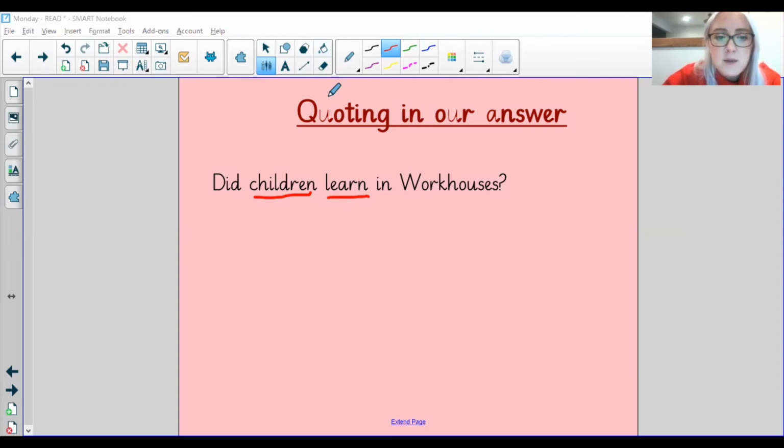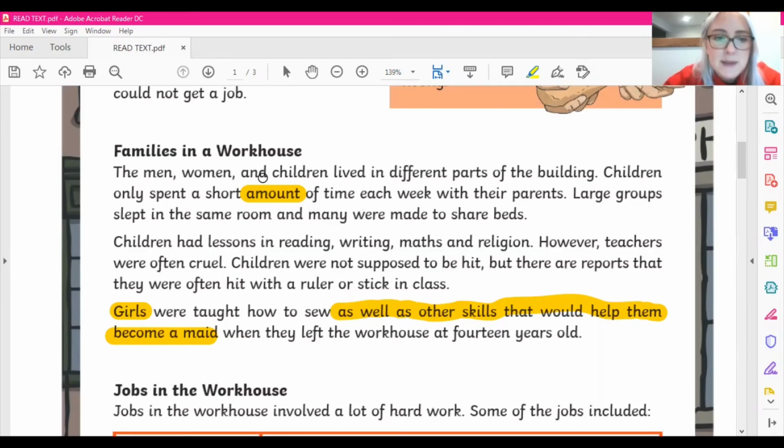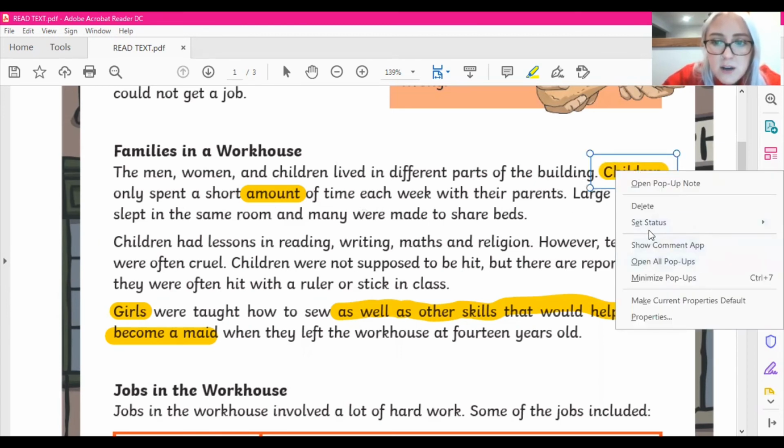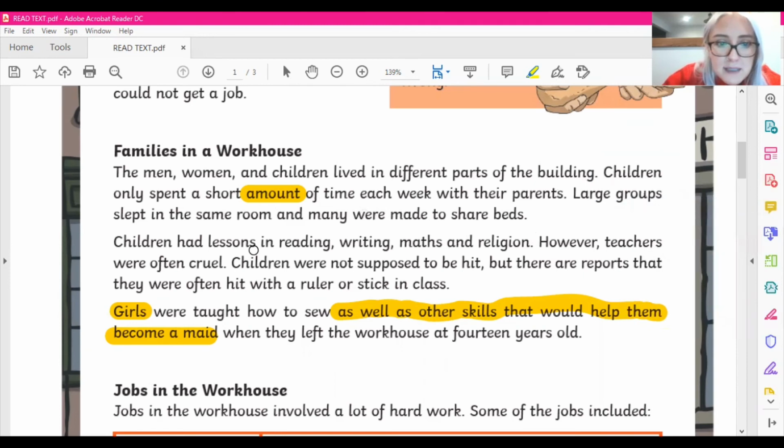So let's go back to our text. We're skimming and scanning for the word children. I found it here. It says children only spent a short amount of time each week with their parents. That doesn't give me my answer, so I'm going to delete that. Keep skimming and scanning. I found the word children here. Children had lessons in reading, writing, maths, and religion. So does that answer our question? Yes, it does, because children learn all of those subjects.